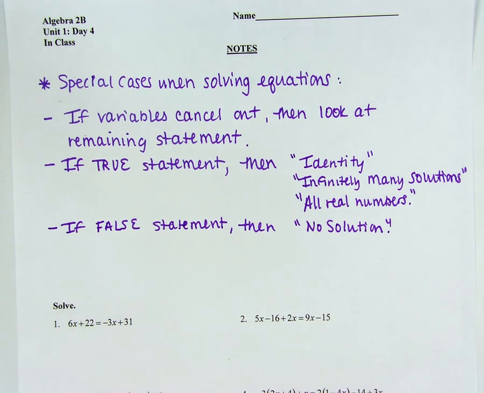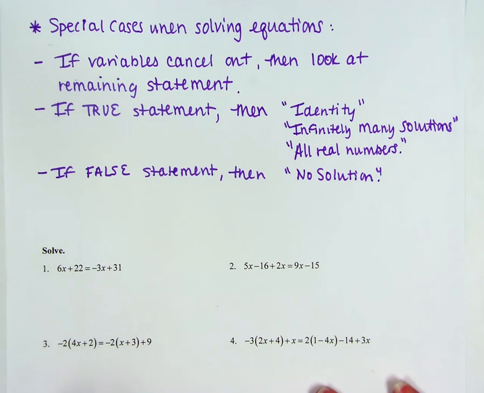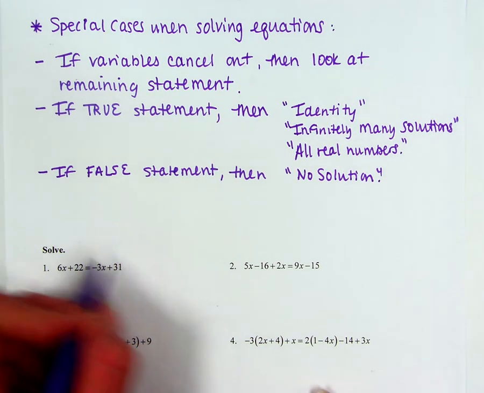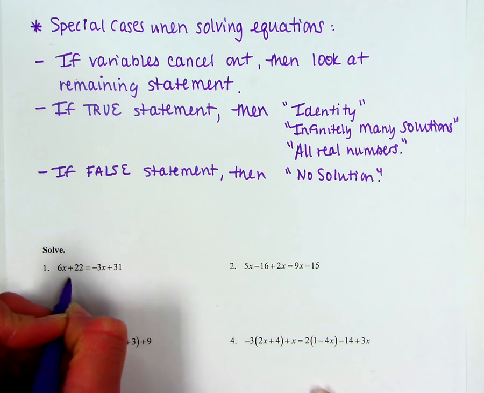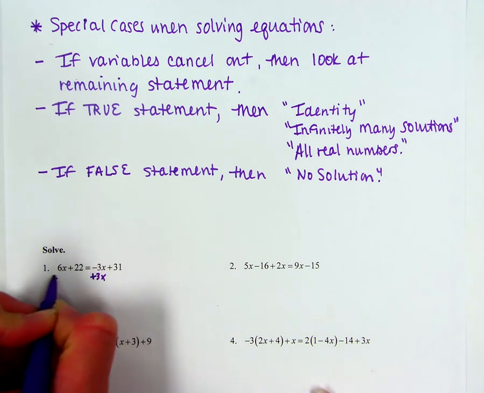Okay, so we're going to go through the problems. They're not all going to be special cases. Some are just going to be normal numbers, but we'll get to them when we get to them. All right, so look for distributive property. Combine your like terms on the same side. We don't have that, but we can move variables to the other side.